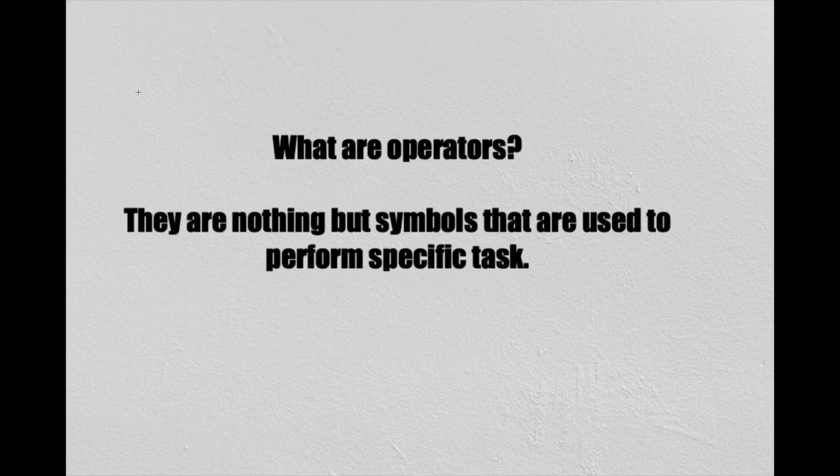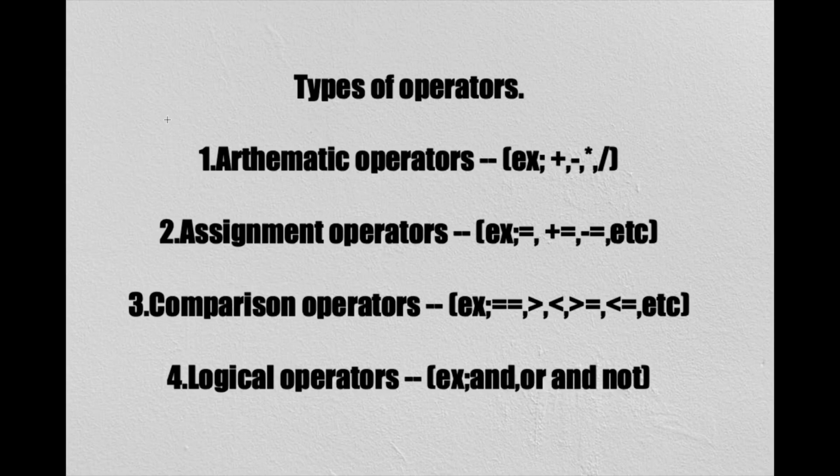Our next topic is operators. So what are operators? They're nothing but symbols that are used to perform a specific task. So when you include them in our code, they do a specific task. They can be equals to sign, or plus, or minus, or forward slash, anything. So there are 4 types of operators.